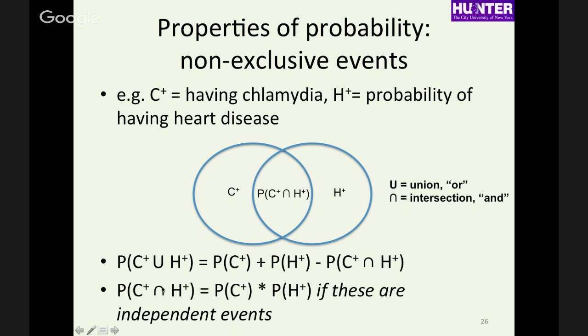And the intersection, this part in the middle, is equal to the product of these two probabilities if they are independent events. So if it's like a coin flip, where your probability of having one has no relation to the other, then you can just multiply to get this intersection.